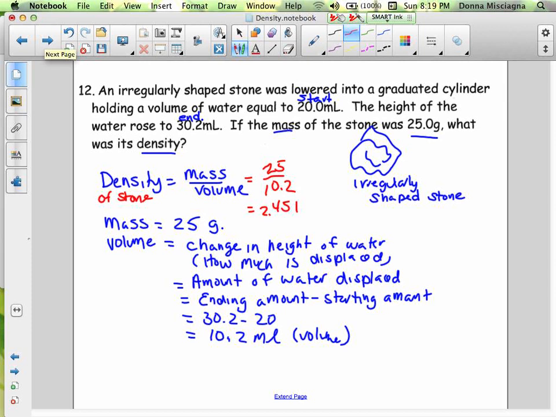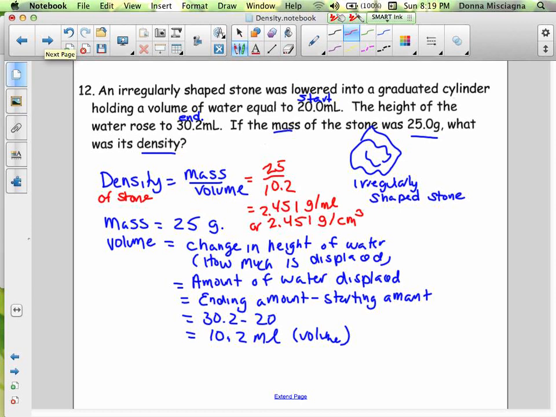So we'll make that 2.451. And then it is grams per milliliter, or since this is a solid, and we don't usually think of milliliters as a unit of measure for solids, we could also put grams per centimeter cubed. Either of those is fine for the density of the stone.